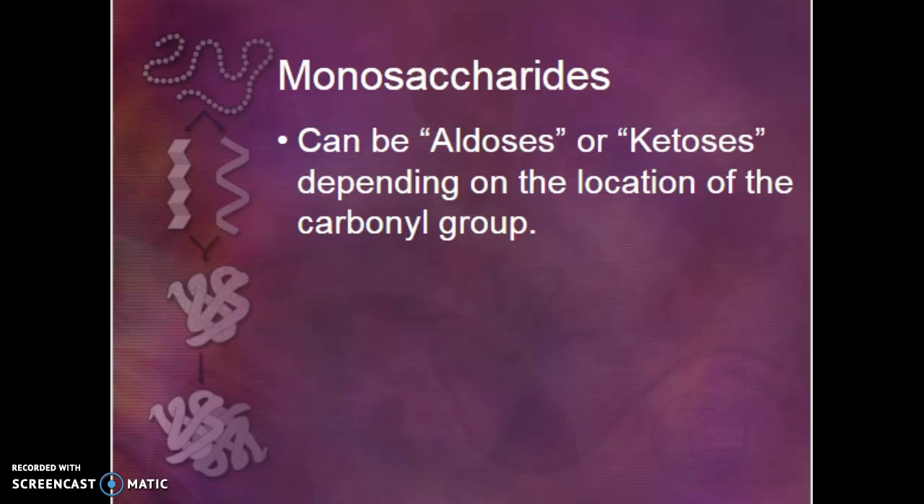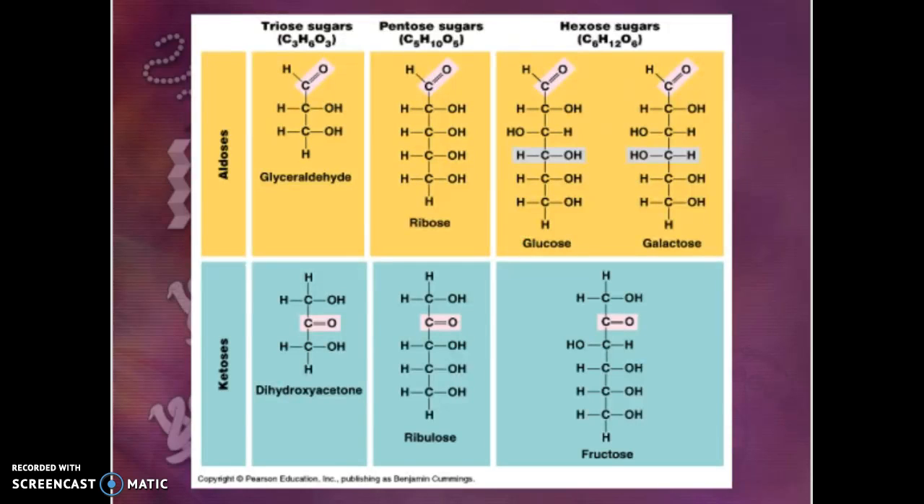So, depending on where the carbonyl group is, which if you don't remember what carbonyl group is, make sure you go back and watch that lecture. But we're talking about our double bond with our oxygen. If we've got a carbonyl on the end of the molecule, we call that an aldose. If it's in the middle of the molecule, we call it ketose.